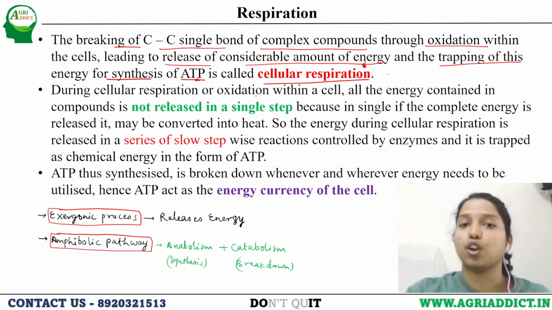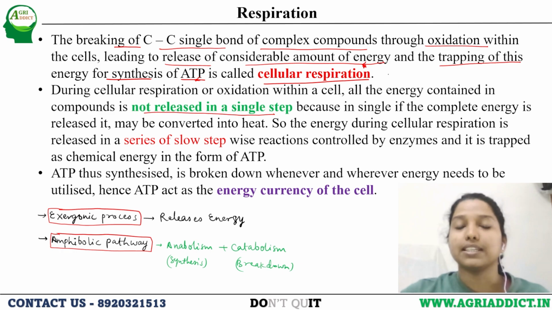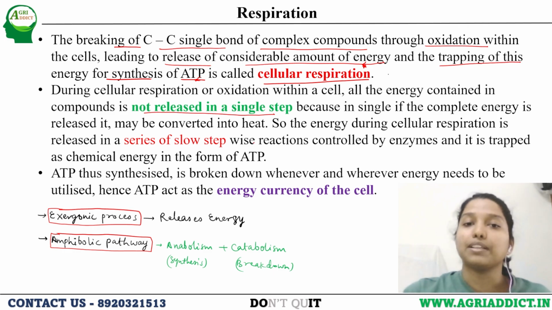During cellular respiration or oxidation within a cell, all the energy contained in a compound is not released in a single step. Respiration is a multi-step process. If all the energy were released in one step, what would happen? All the energy would be dissipated as heat, and the plant wouldn't be able to utilize that energy for its growth. So this energy is not released in a single step. It is released in a series of slow stepwise reactions controlled by enzymes, and it is trapped as chemical energy in the form of ATP.